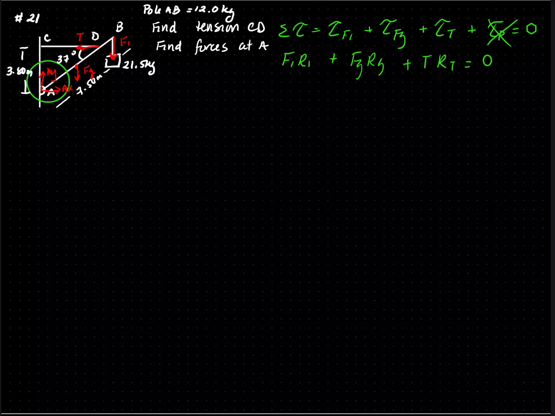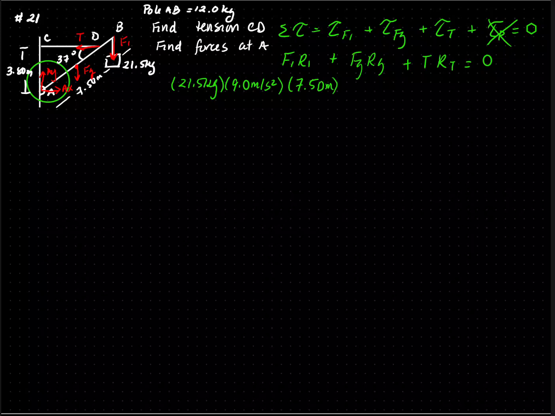So if I plug in for F1, F1 is given as 21.5 kilograms. Since it's a force, I need to multiply by 9.8 meters per second squared. It is at the edge of the bar, which is 7.5 meters long. So it's going to be 7.5 meters in distance.